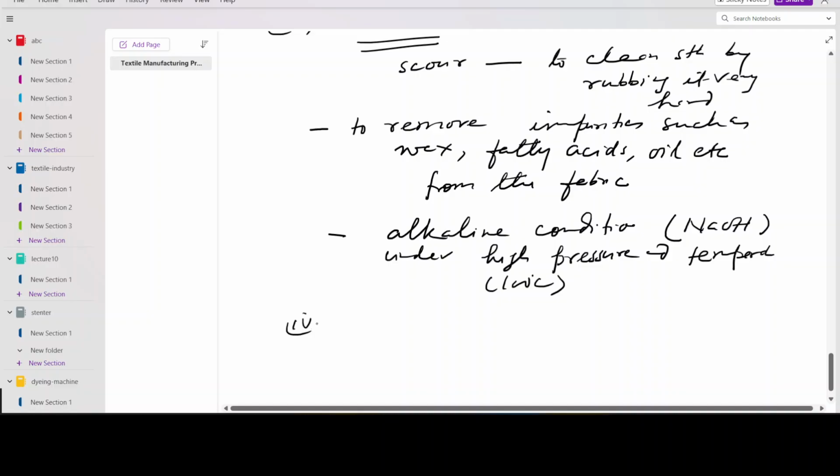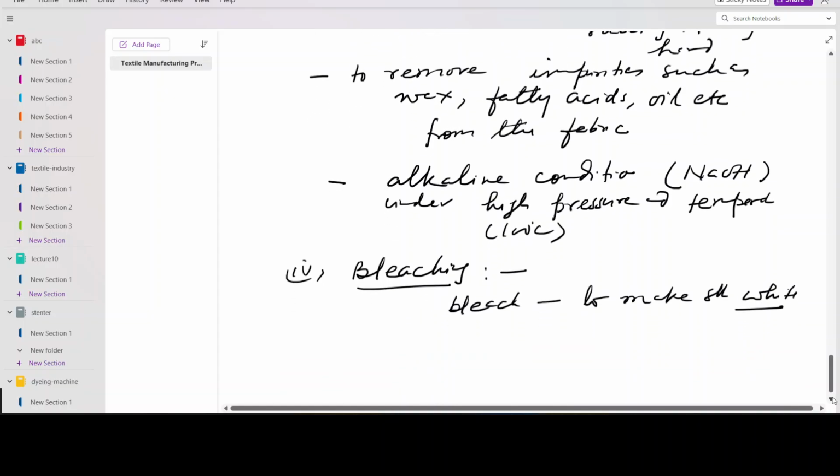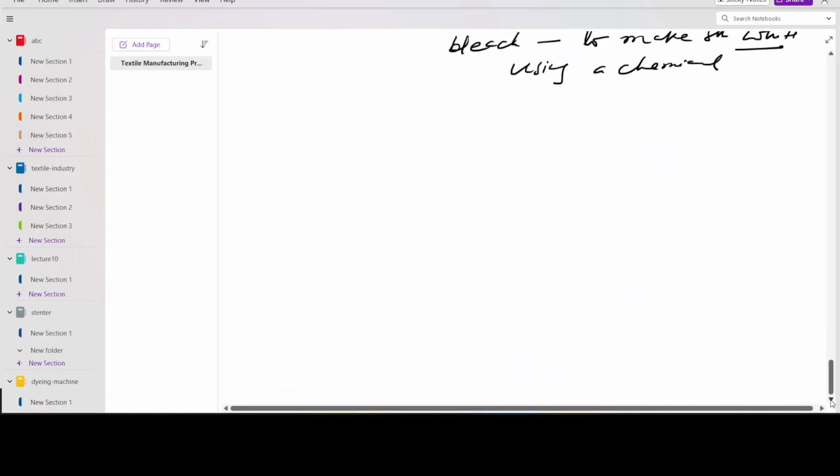Next process is bleaching. The word bleach means to make something white using a chemical. Bleaching is used to whiten fabric and yarns.